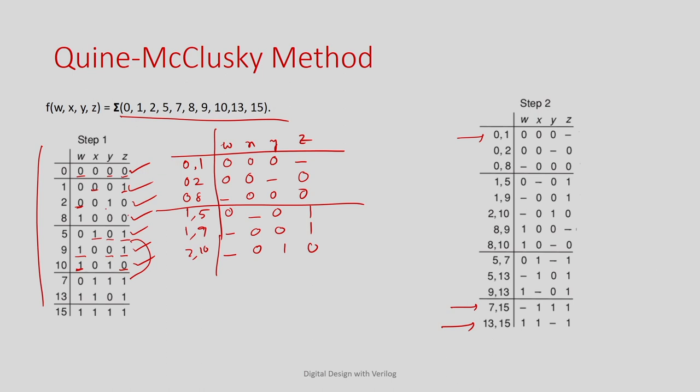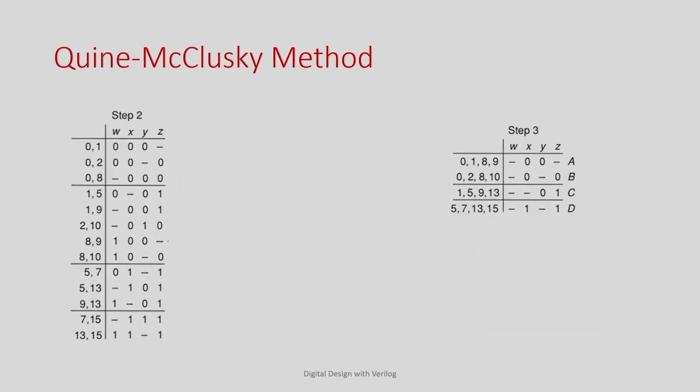Now from this I will start step 2. In step 2, I again have groups: this is the group where the number of 1s is 0, this is the group where the number of 1s is 1, this is the group where the number of 1s is 2, and this is the group where the number of 1s is 3.